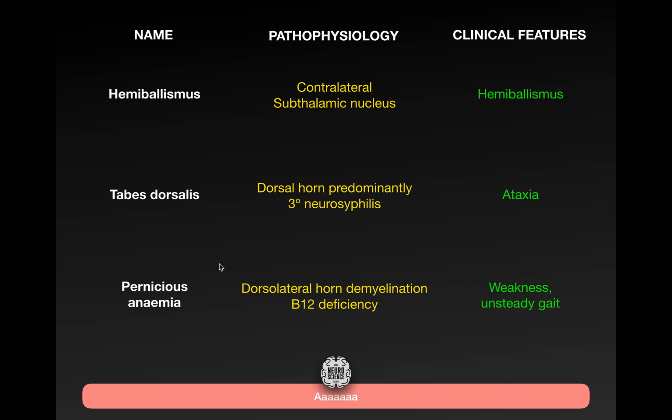We've covered most of this already, so we will just briefly revisit hemiballismus, which is your contralateral subthalamic nucleus lesion causing a hemiballismus. Tabes dorsalis, the tertiary neurosyphilis from the dorsal horn predominantly, giving us the two propriospinal tracts appearing. This causes ataxia, the sensory ataxia, the stepping gait, the loss of proprioceptive sense, a positive Romberg's finding. Pernicious anemia, so your B12 deficiency, the dorsolateral horn demyelination, and then your weakness and unsteady gait as a result of that.